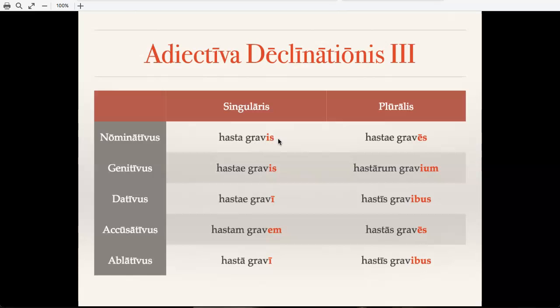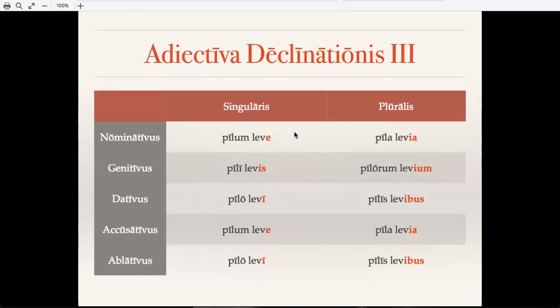Now again, we start with gravis, because that's our masculine and feminine nominative singular. And then we just start switching it out for our third declension masculine feminine -ium endings. So -is, -i, -em, -i, -es, -ium, -ibus, -es, -ibus. So the forms of these adjectives will look the same for masculine or feminine nouns. Just like with our third declension, there's no distinction between masculine and feminine endings.